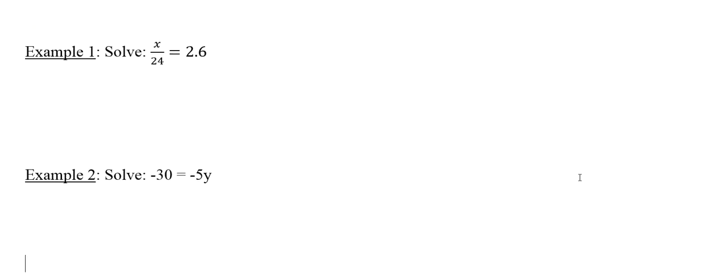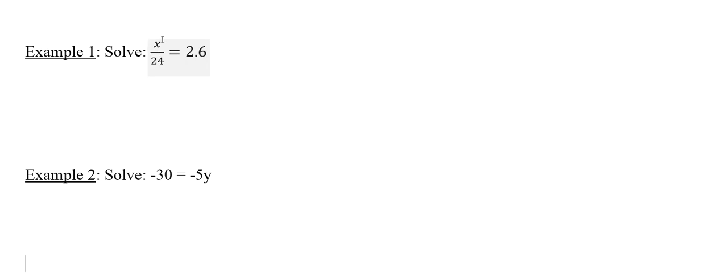This first one just has one thing that has to be done. Right now we have x divided by 24 equals 2.6. So some number divided by 24 gives us 2.6. And in order to find out what that something is, we do the opposite operation. This problem is asking us to divide, so the opposite of dividing is to multiply.